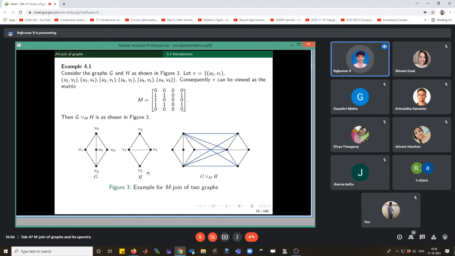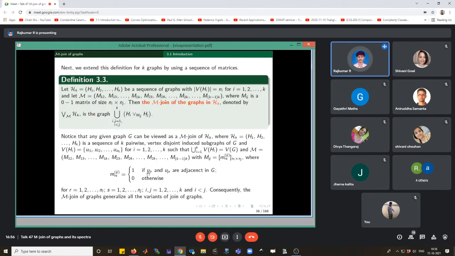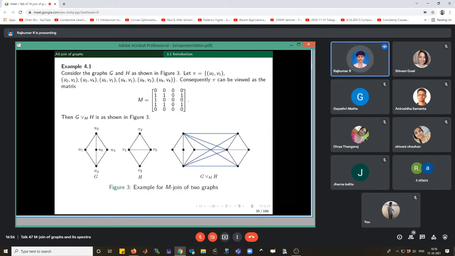Of course, when we take capital M to be the matrix having all ones, then this will be the usual join of G and H. Of course, we will define various variants of these joins also.